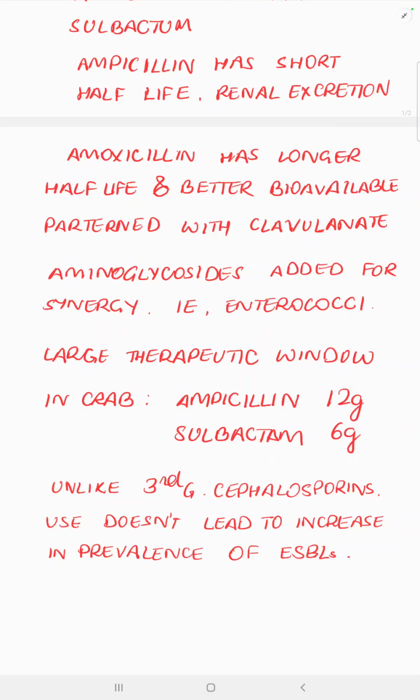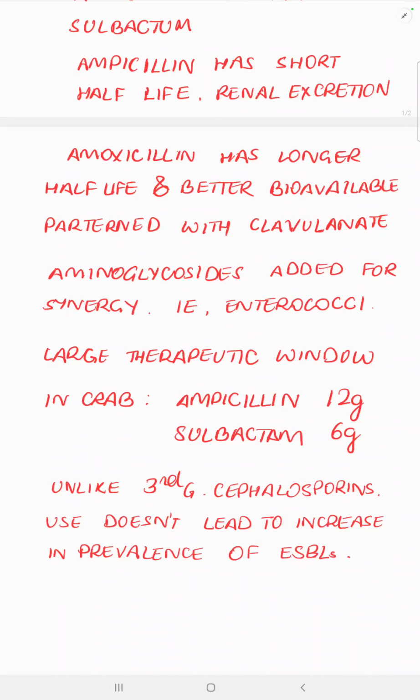The antibiotic has a large therapeutic window, so we can use very high doses of ampicillin and sulbactam, like we use for carbapenem-resistant Acinetobacter baumannii, 12 grams and 6 grams. So you could give something like 2 grams of ampicillin and 1 gram of sulbactam every 4 hours.